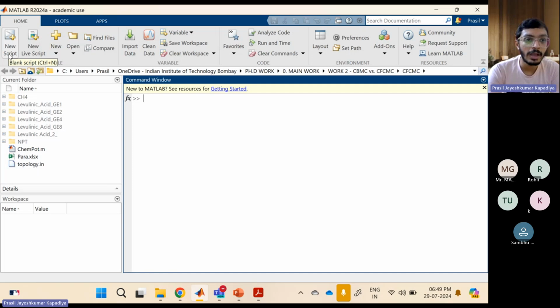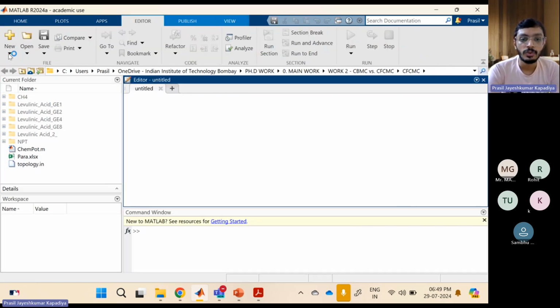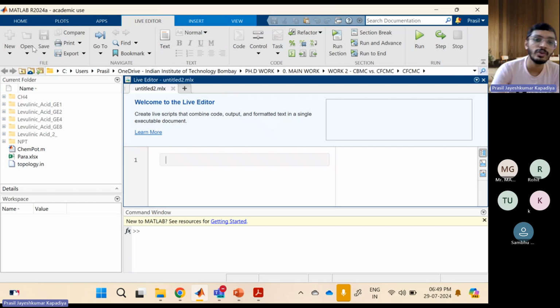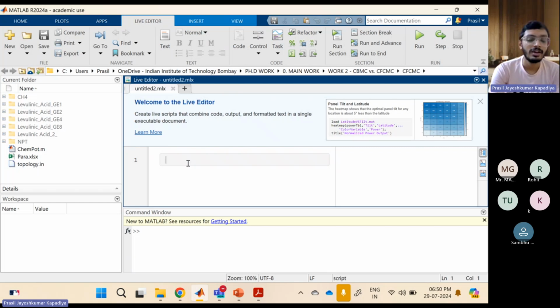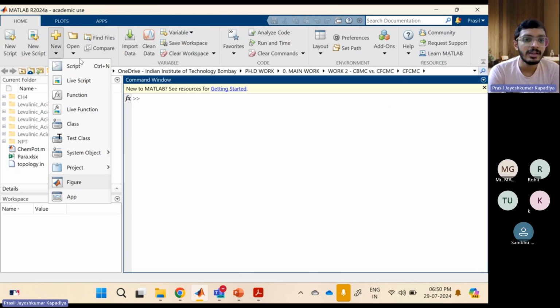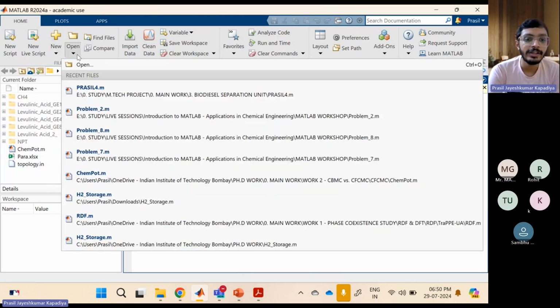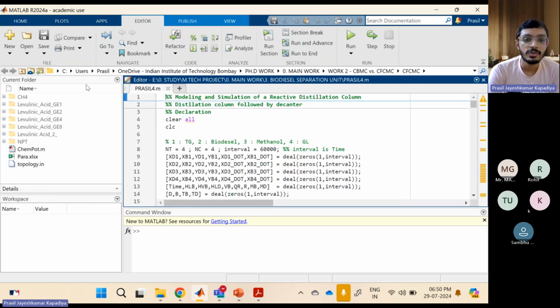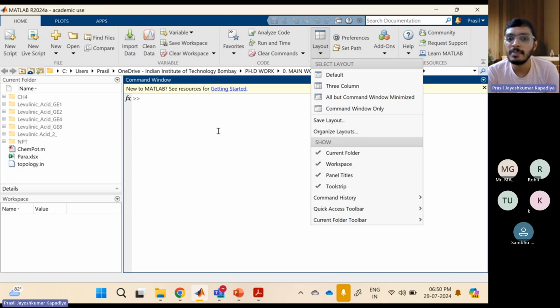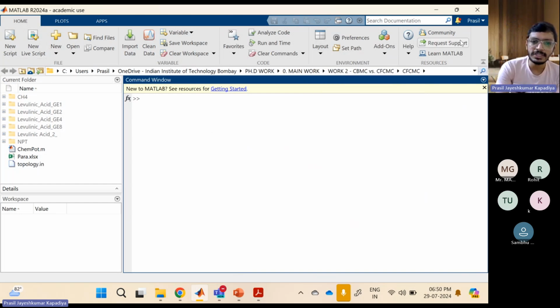So when I press new script, here I can write down my own code. Then new live script means you don't need to save it, and without saving you can run your code. So that is live script. Then new script works the same way. Then open means, let's say I have already written something and I want to open it. Save we already know. Then these are various other tools. Layout you can change, but for me this is the best layout. Okay, so this is the tool strip.